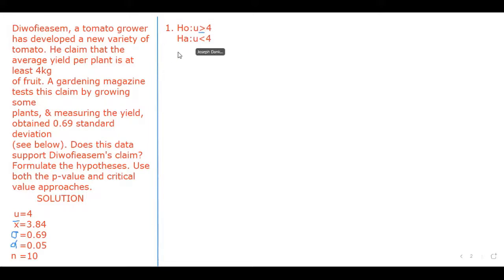Okay. So we are done with the first part. Next, we are going to find the calculated or computed T. So T calculated. We know the formula already: X bar minus mu, all over the standard deviation of X over the square root of N. So you substitute and do everything.